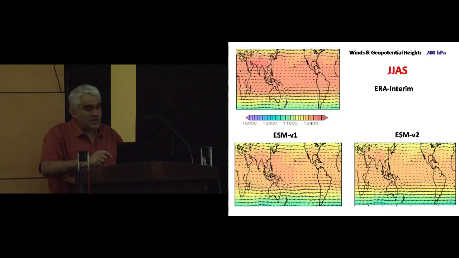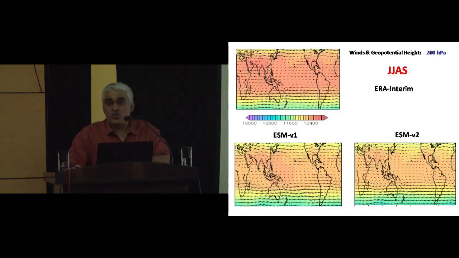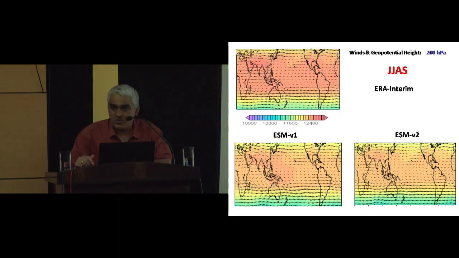But still, when you go to the upper level, you don't see the improvement in terms of the divergent circulations. The convection is definitely better for the monsoon as far as we are concerned, but there is still scope for further improvement. That's how I would put it.